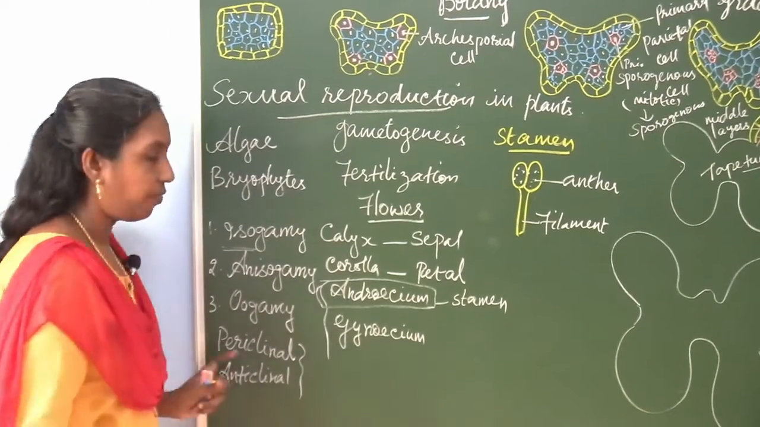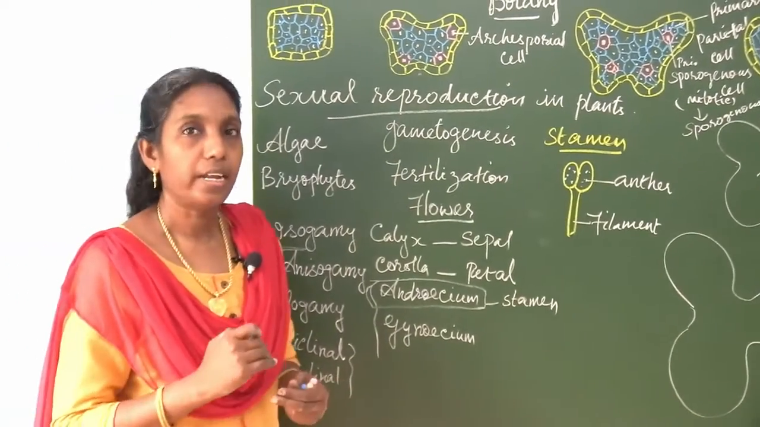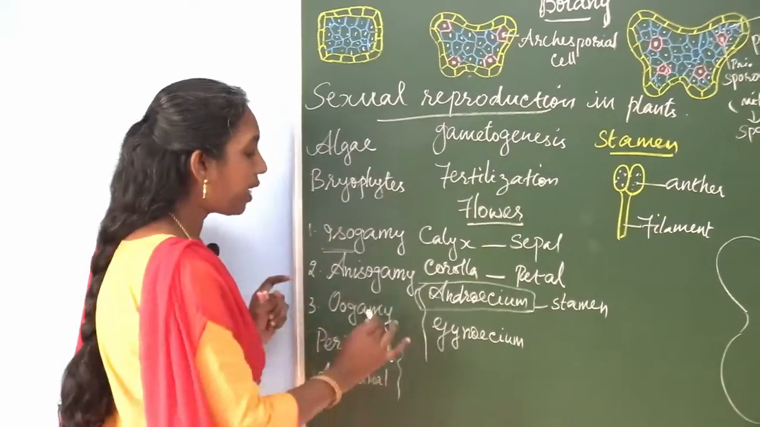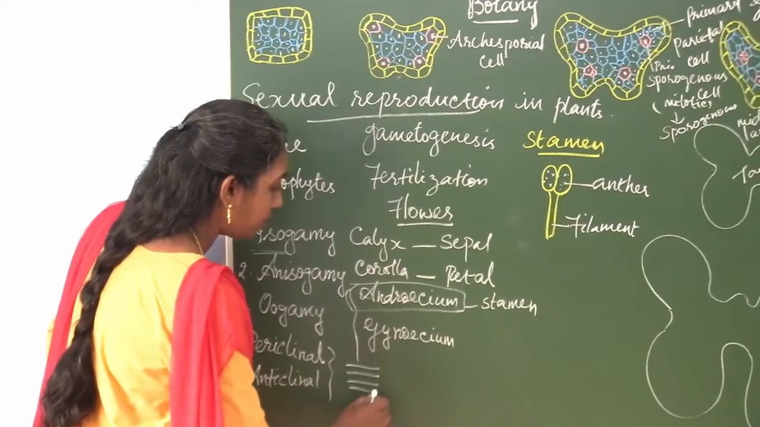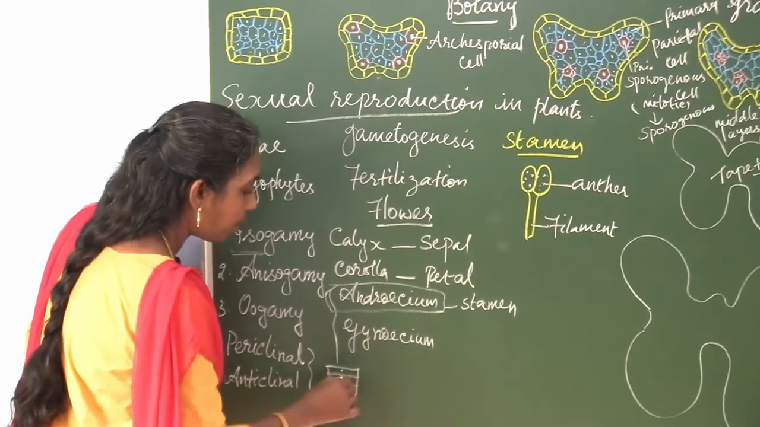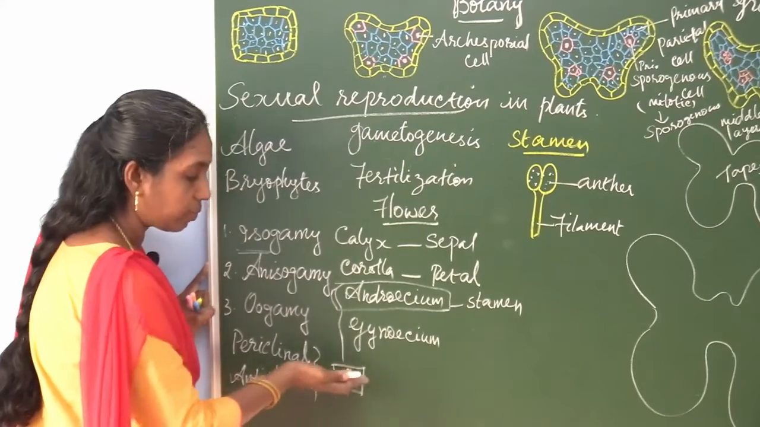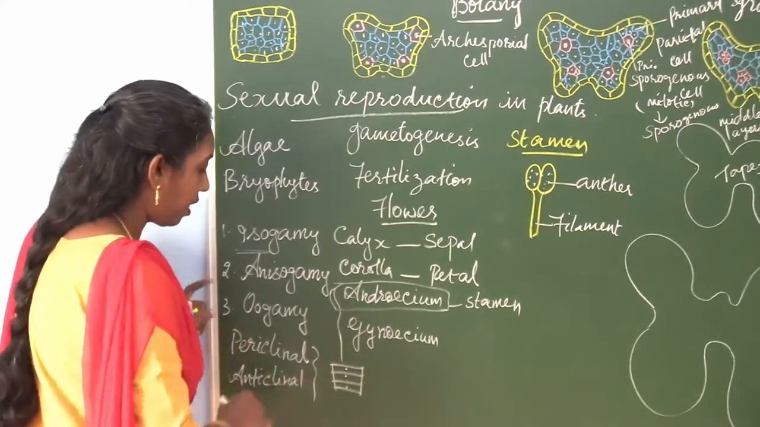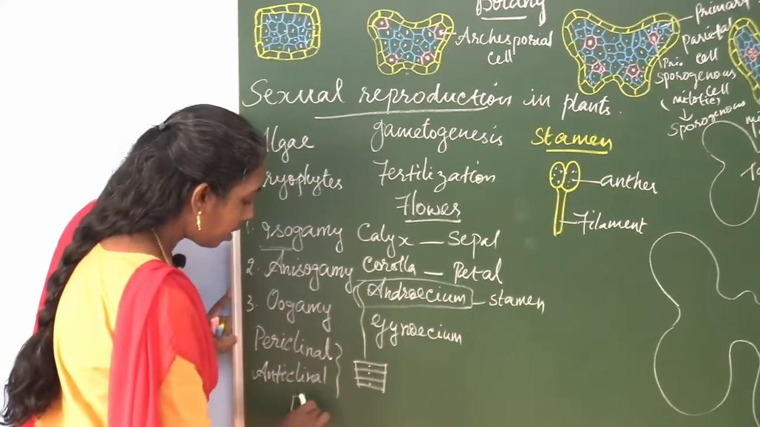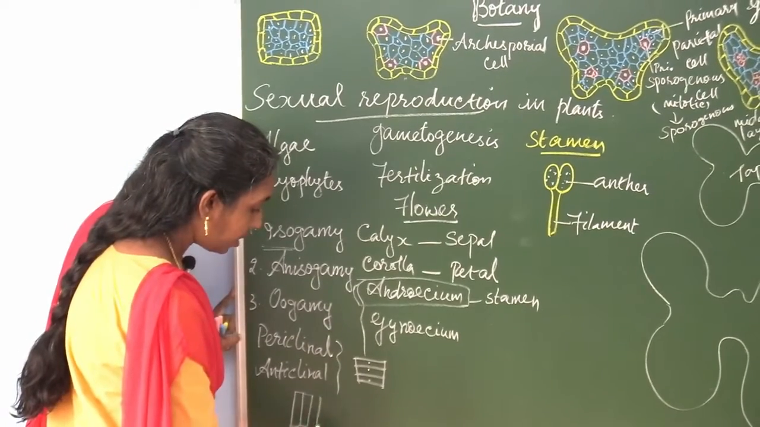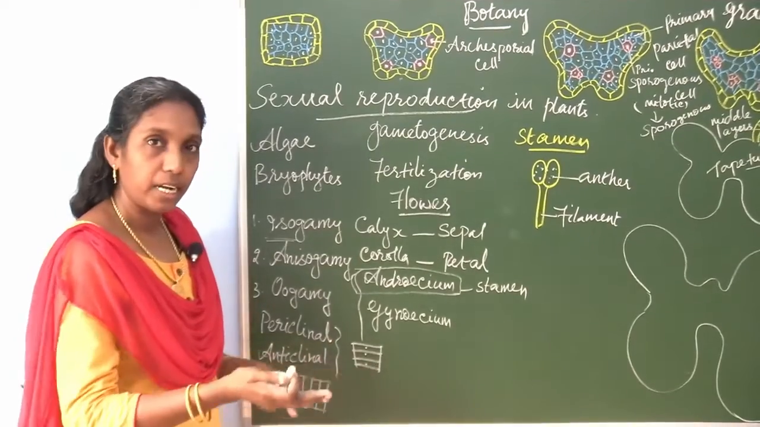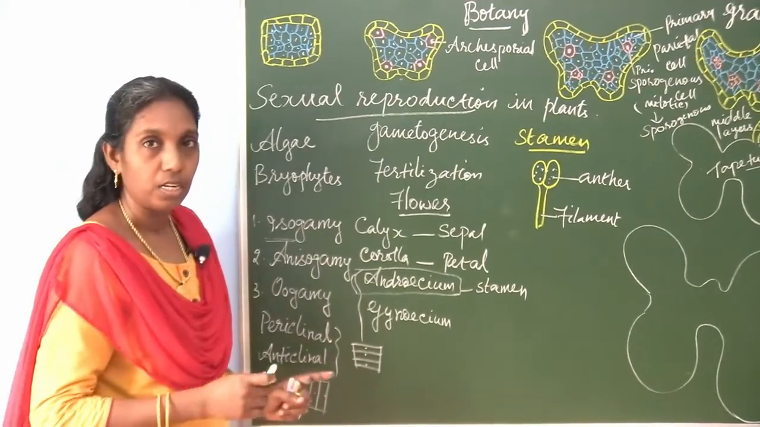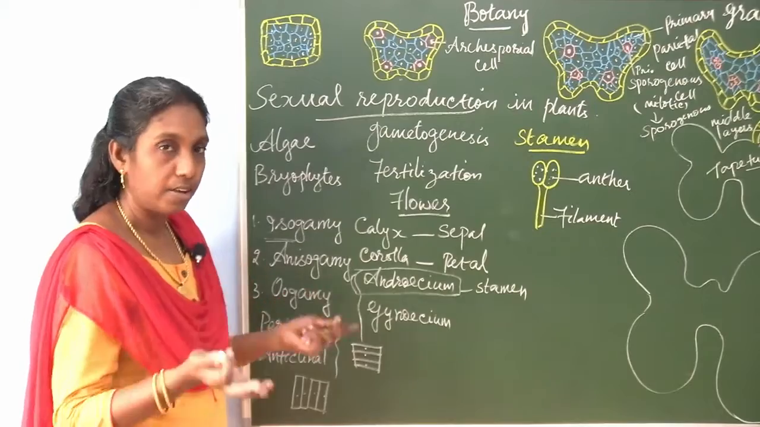There are two types of division, periclinal and anticlinal. What is the difference? The periclinal division is parallel to the tissue. So all these cells show parallel division. It divides like this, parallel to the tissue, periclinal. But anticlinal divides like this. So this is periclinal division, this is anticlinal division. Both are directions in which the cells divide.